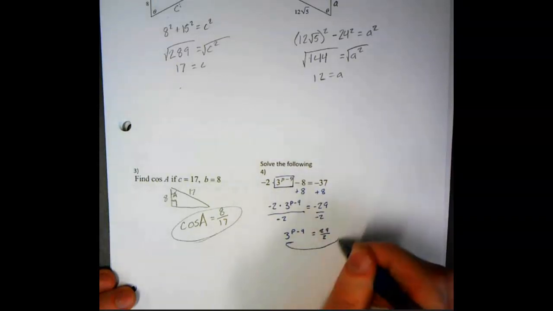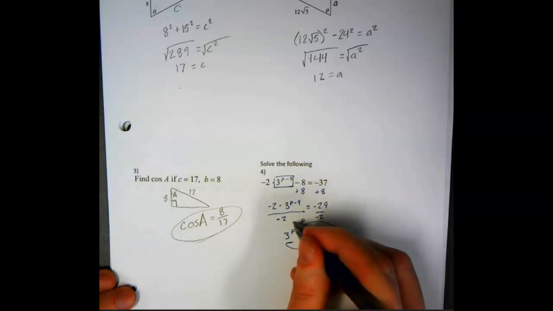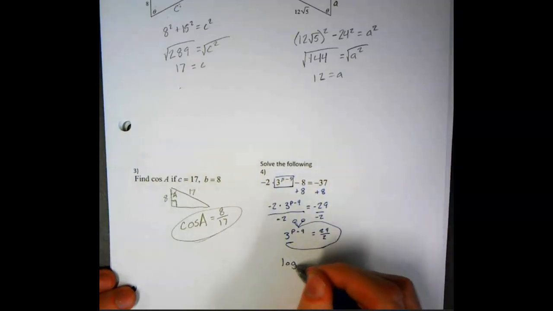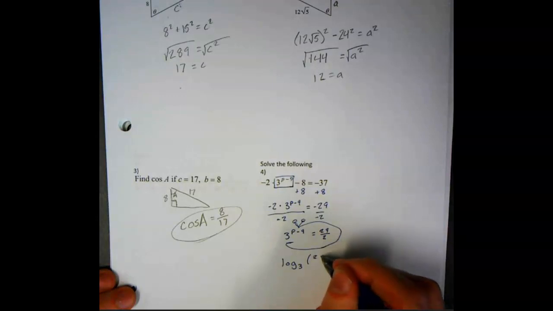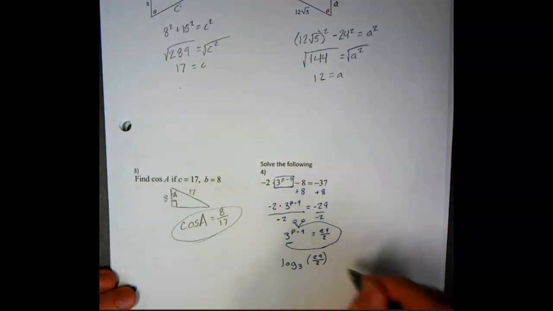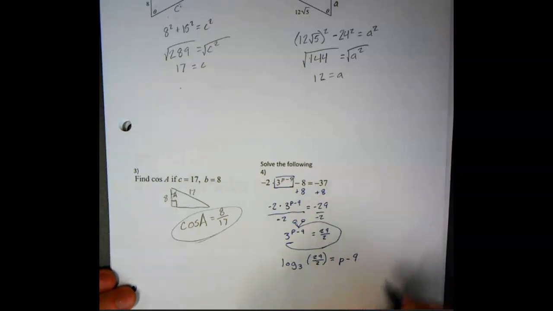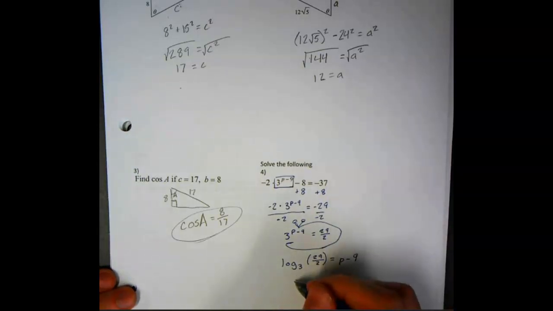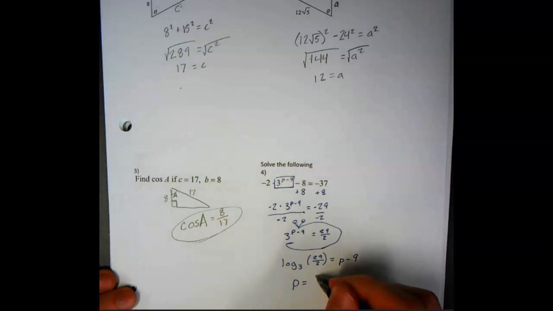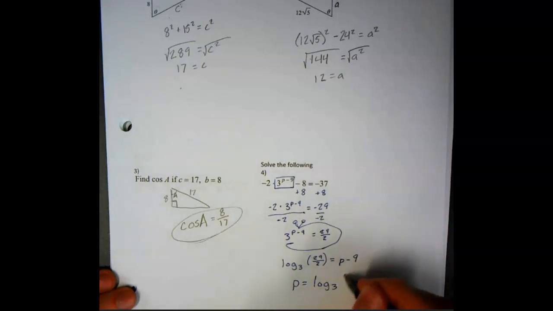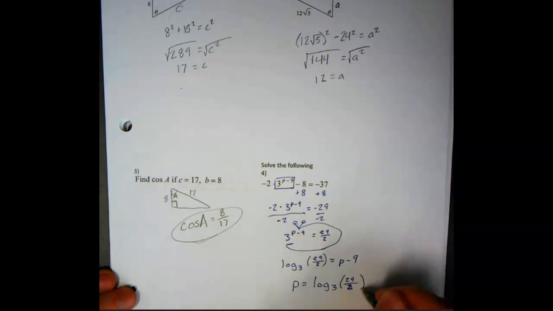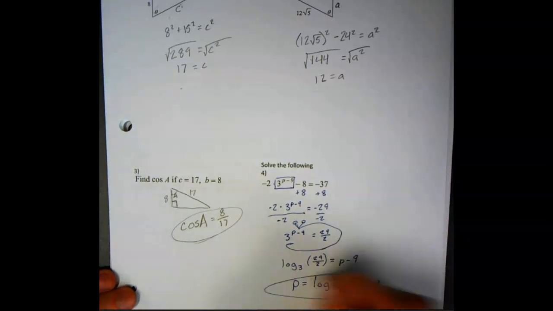And then we can take our log. And after we add 9, we'll have our answer. So P will equal log base 3 of 29 over 2, plus 9.